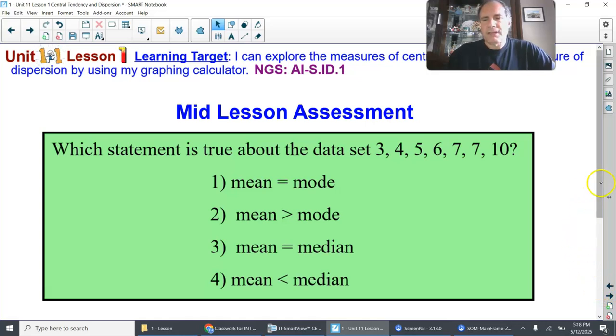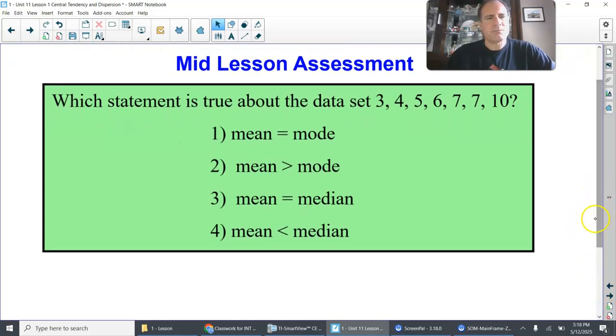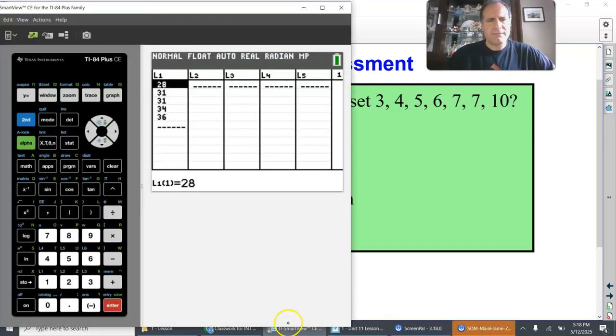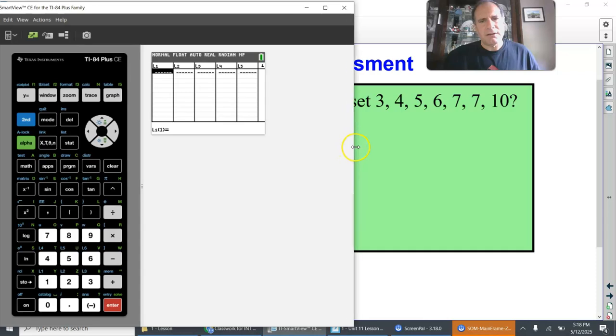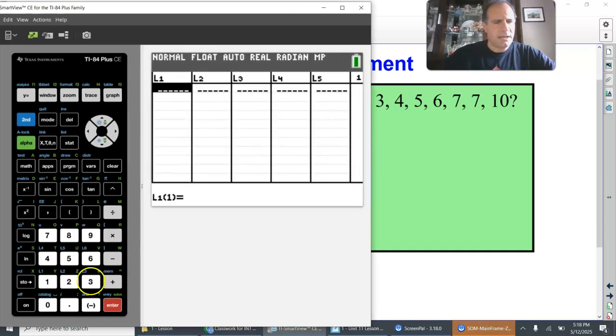So here's the mid-lesson assessment. Which statement is true about this data set? They ask mean, mode, mean, median, mean, median. So we have to go ahead and put all of this into the calculator to get all of these numbers. So we have this data set right here. We're going to make this a little bit bigger, and we're going to put 3, 4, 5, 6, 2 7s, and a 10.